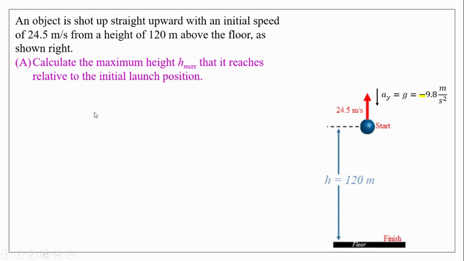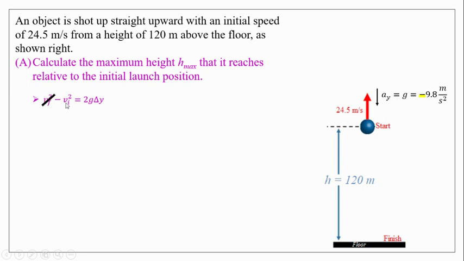All right, let's do part A. Calculate the maximum height, h_max, that it reaches relative to the initial launch position. So I think the easiest way to knock this one out is using this particular kinematics equation. I'm using this because I know at some point the object that's being shot upward will eventually slow down and come to a stop and then turn around and fall down. So I want to use this.